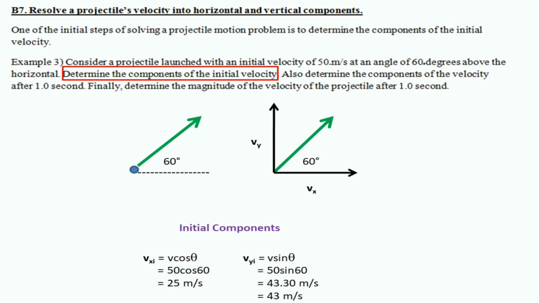So that becomes 50 cos 60 degrees, and that is going to give us 25 meters per second. Which means that the part of the velocity which the object is going to use in moving in the x component is 25 meters per second. That is the velocity with which the object will be moving in the x component.